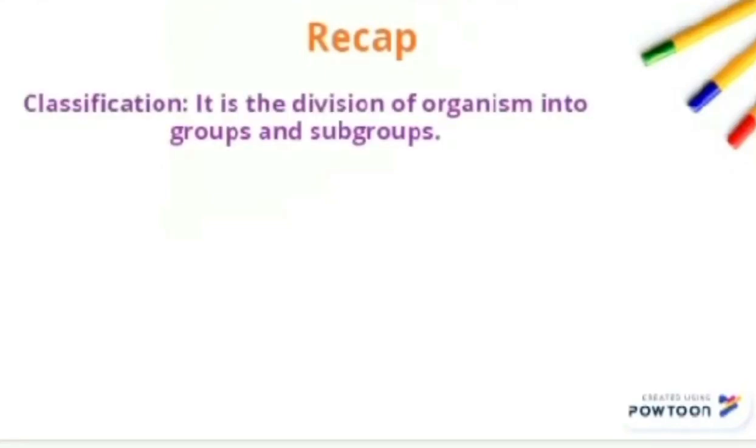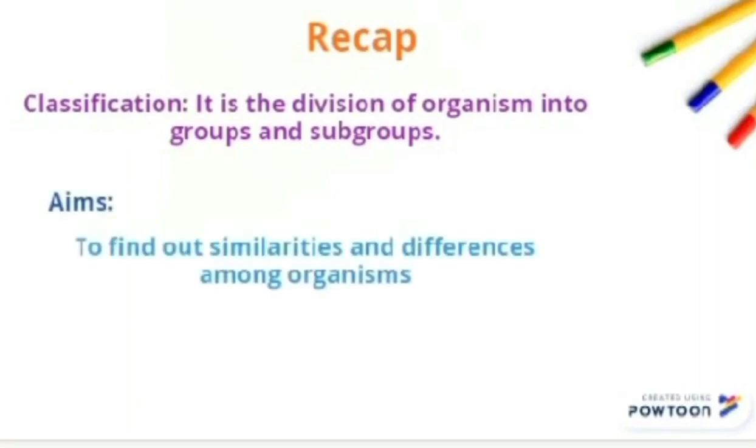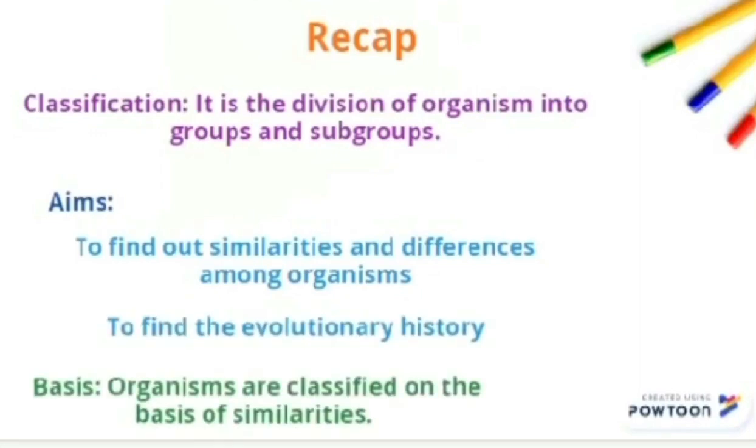It was all about today. Let's have a recap. We studied about classification. Classification is the division of organisms into groups and subgroups. Then we studied aims. Aims are to find the similarities and differences among the organisms and to find out the evolutionary history. Then organisms are classified on the basis of similarities.